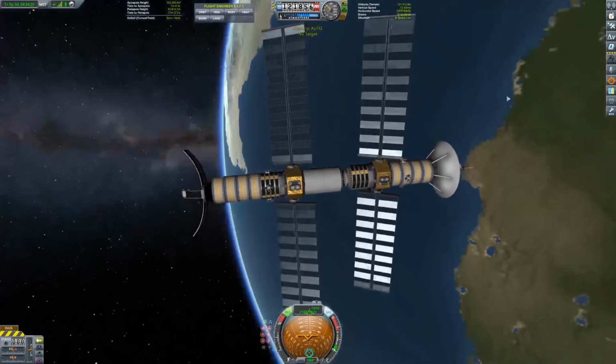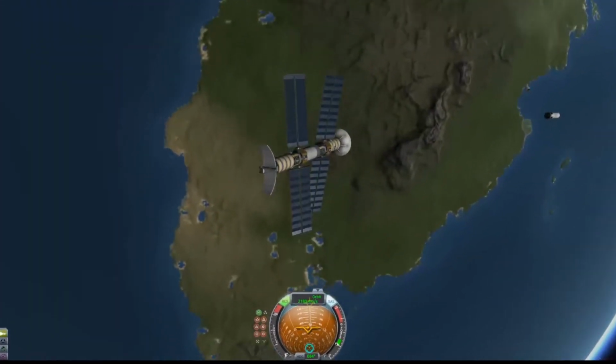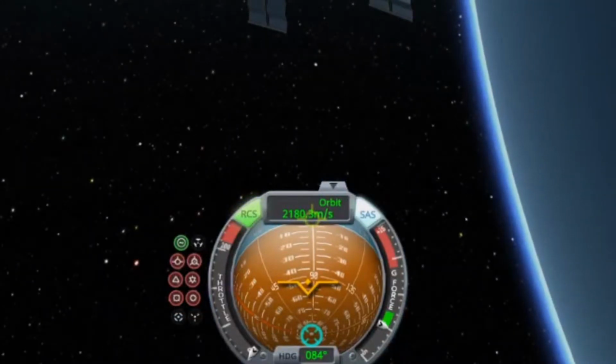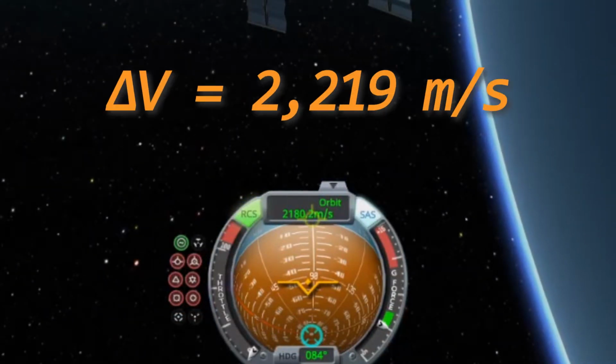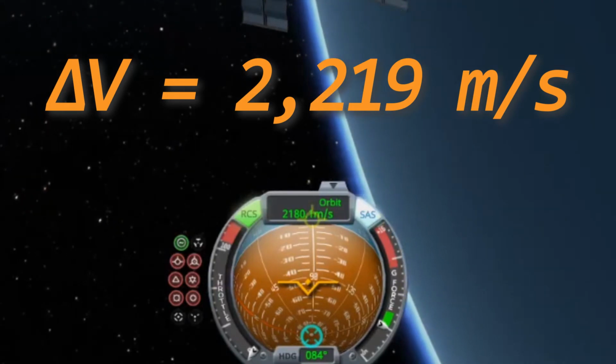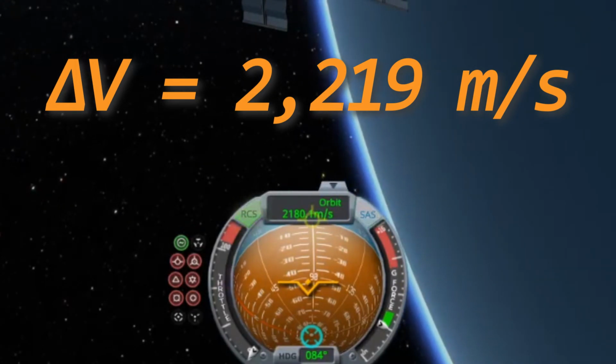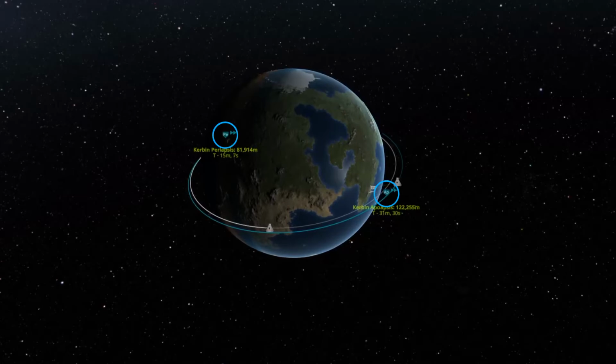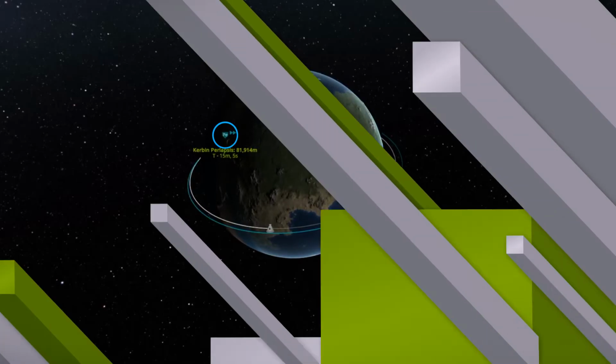As we can see with our satellite, our orbit velocity ended up around 2,180 meters per second. Our calculated velocity, if we recall, was 2,219 meters per second. This gives us a percent error of only 1.7%. But why were we wrong? Well, for starters, the orbit in our simulation wasn't a perfect circle. There was actually about a 10,000 meter difference between our apoapsis and periapsis. This was due to human error.